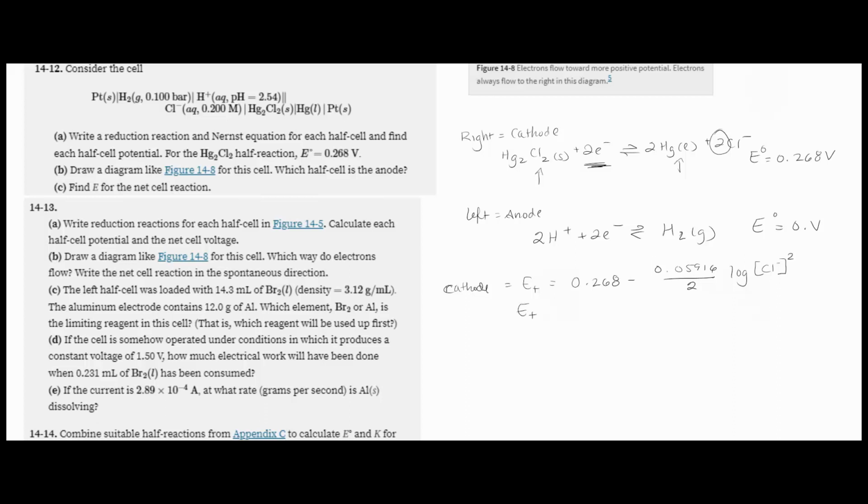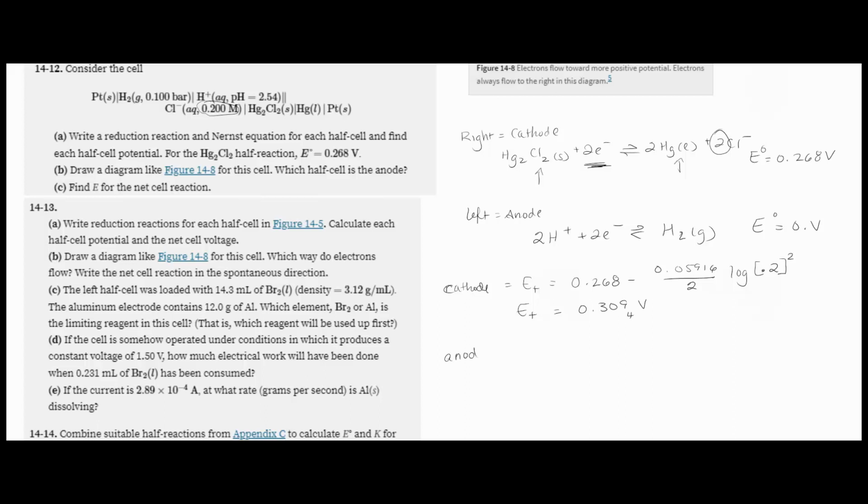So for E plus, the concentration of the chloride, I'm looking back up here, it's given to us as 0.2. So that's what I'm going to fill in here. And then when I do that calculation, I get the E of the cathode is 0.3094 volts.